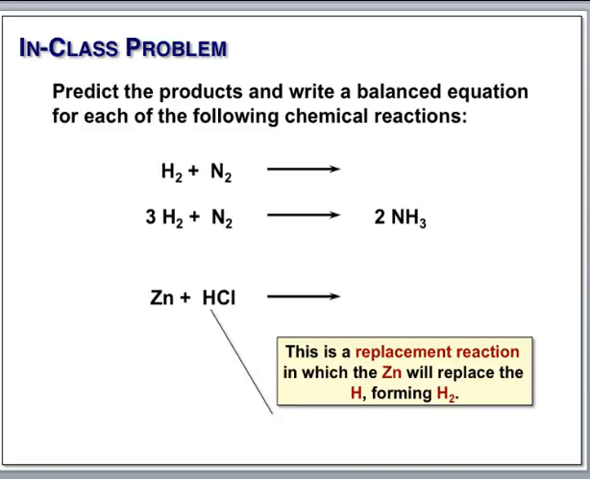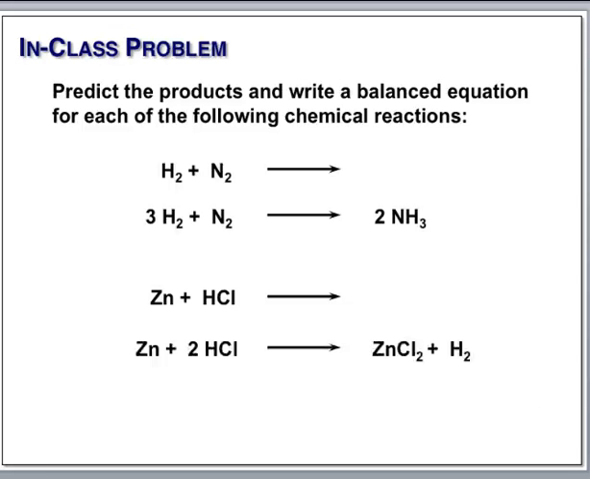Let's see, we need to make H2, so we need 2 of these. That gives us 2 chlorines to pair with our zinc. I think that's all we have to do. Once again, hydrogen pretending it's a metal will be replaced by the metal, zinc. So hydrogen winds up the element, zinc winds up in the compound.